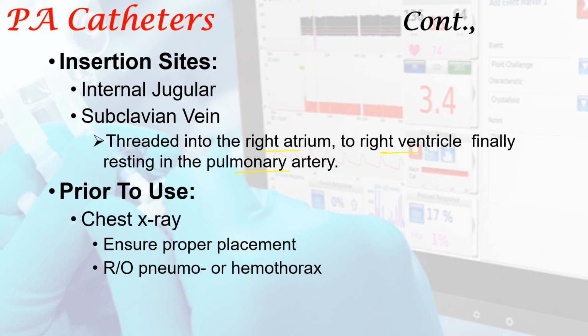Before the procedure, we are supposed to perform a chest X-ray, and after inserting the catheter we also take a chest X-ray, to make sure the catheter is placed in the proper place and to rule out any pneumothorax or hemothorax, because the expected complication is pneumothorax or hemothorax. So before using the catheter for reading measurements or any IV infusions, we must make sure of the exact position by taking a chest X-ray.